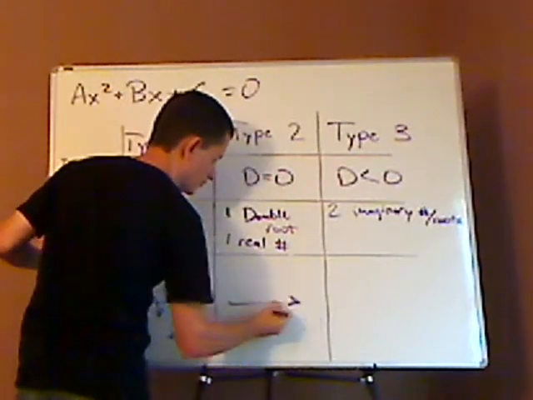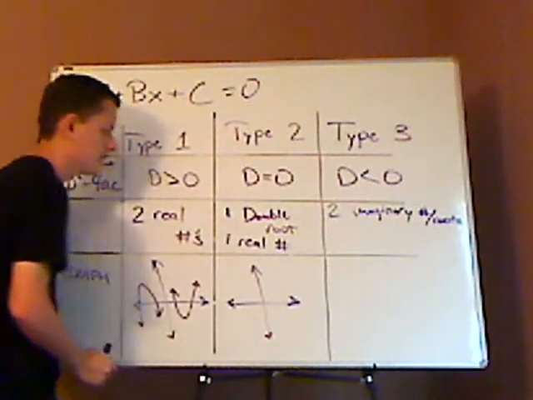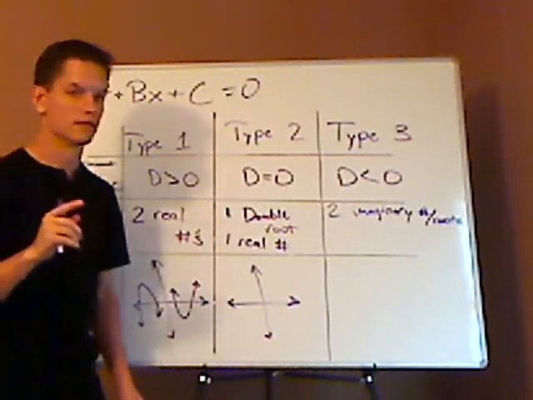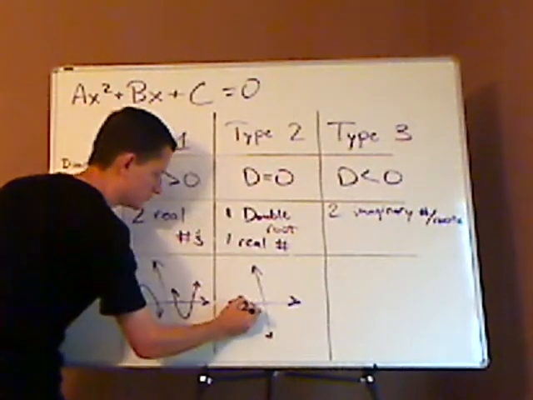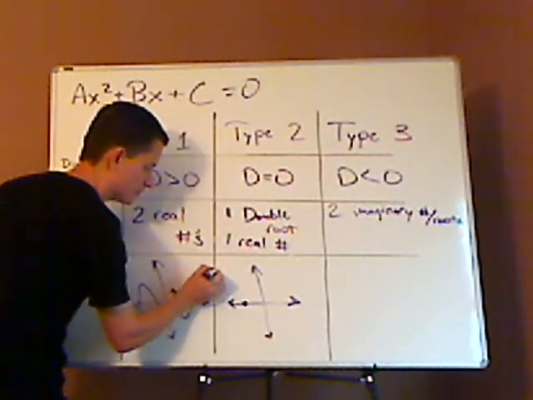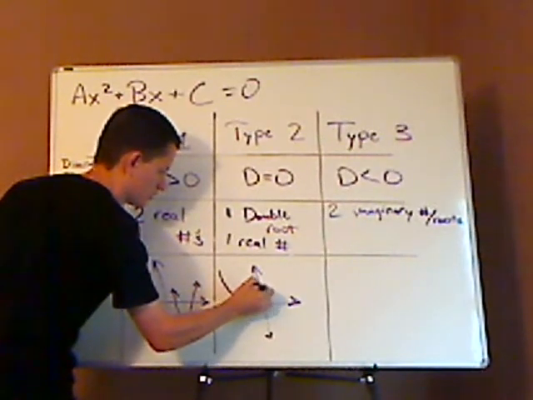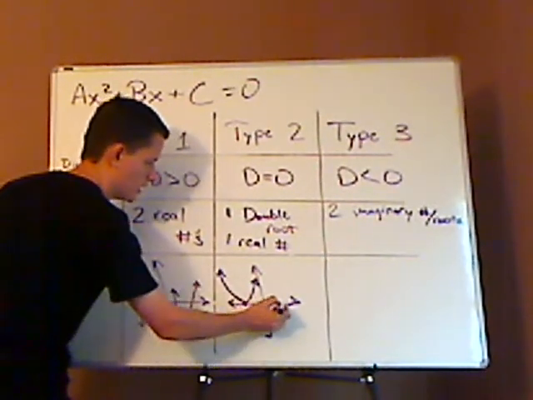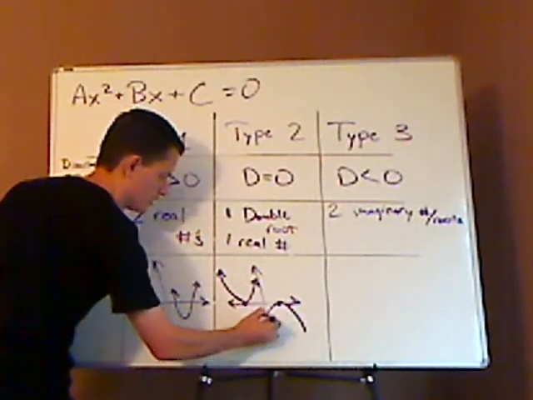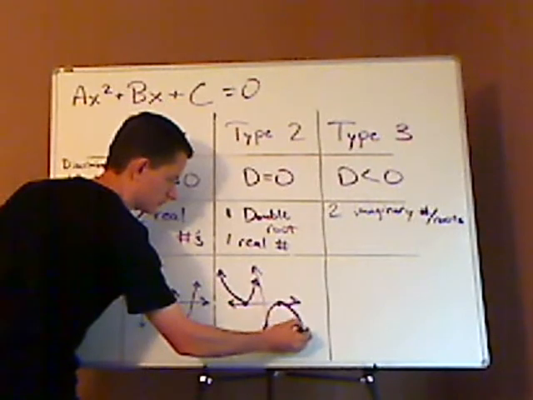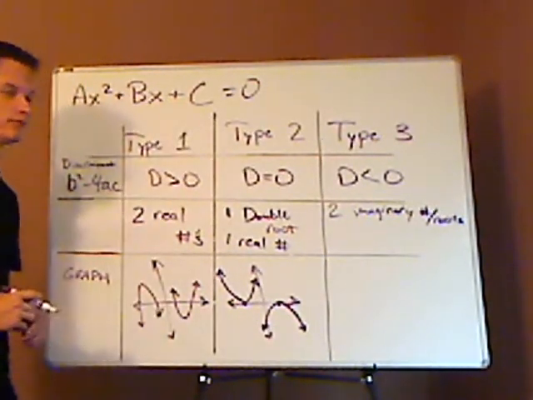Now, when it's a double root, that means it has to intersect the x-axis once. So it's a quadratic function, it's a parabola. So if it's above, it's going to touch it and then go up. If it's facing downwards, it's going to touch it and then go back down and hit it in just one spot.